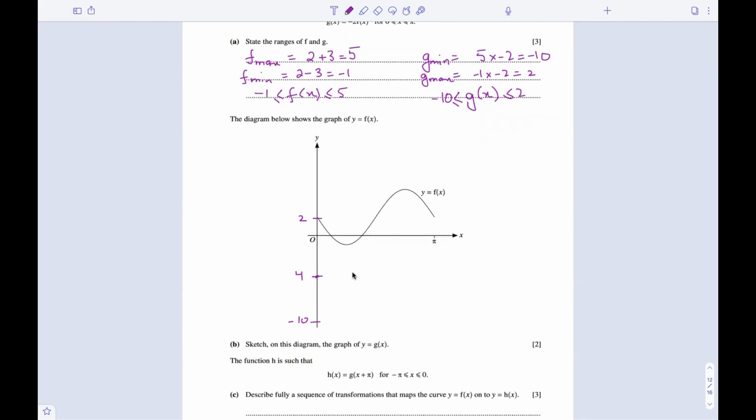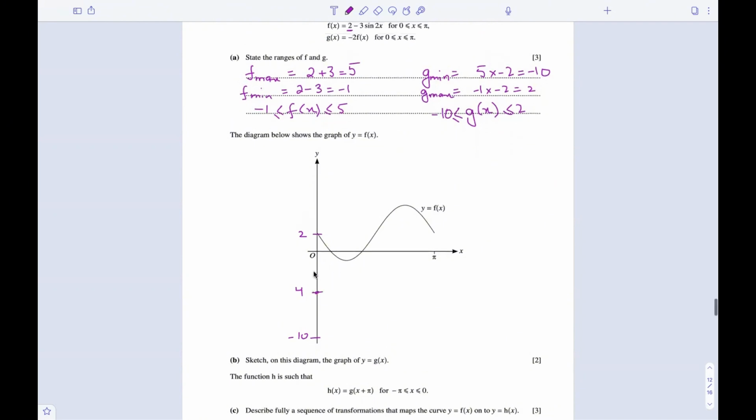the graph will start from over here. And the minus sign represents that the graph will be inverted. So the graph of g of x would be like this.